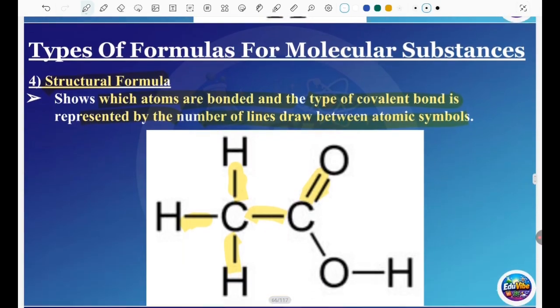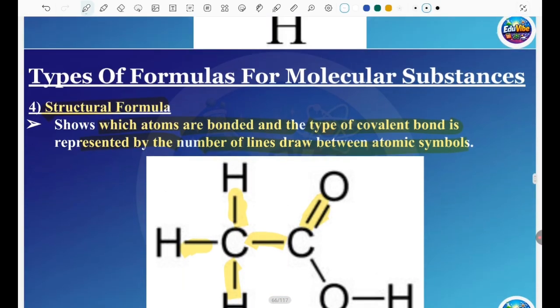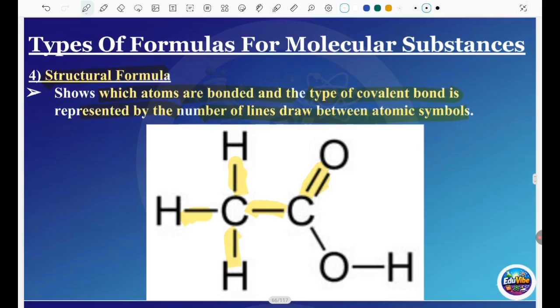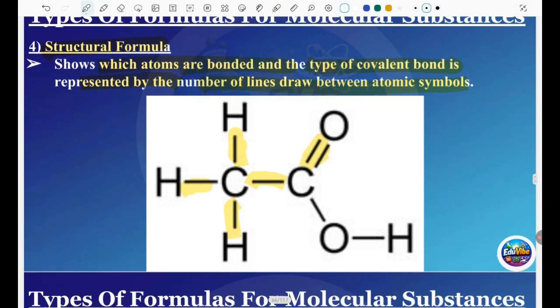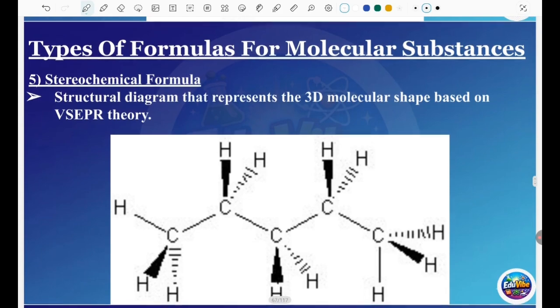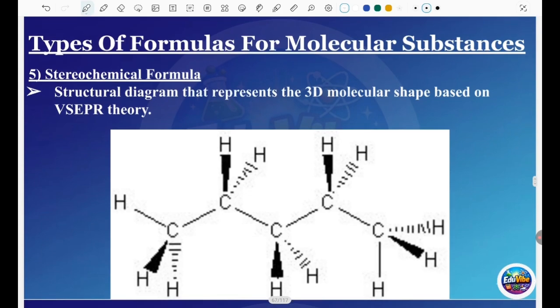So that's how the structural formula looks. They are more like the Lewis structure formula we do in today's lesson. Now the other ones are simple ones. The last one we have is the stereochemical formula. This is very important for the next lesson.